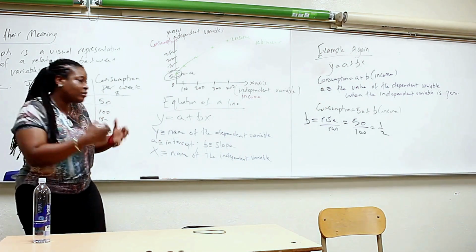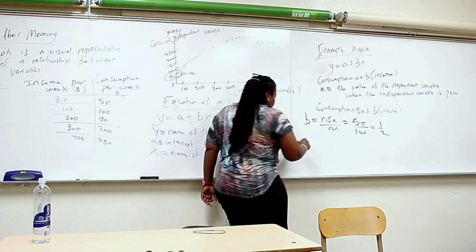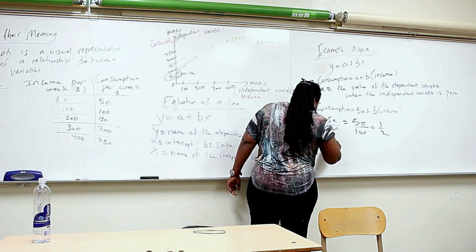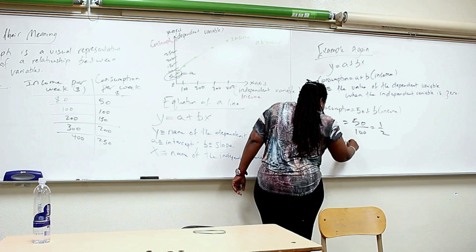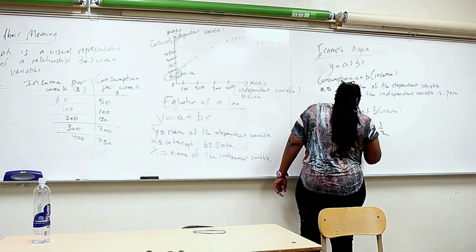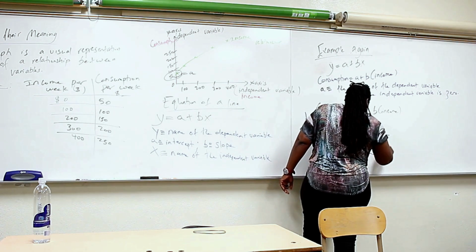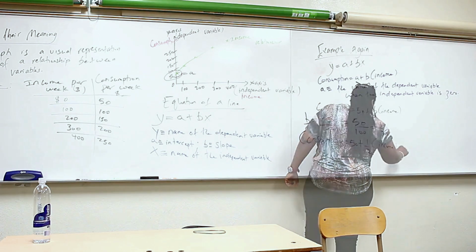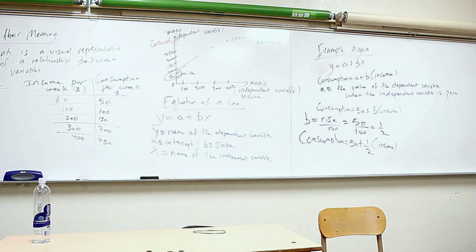Which means if you put all of this together, the equation of the line from that example is this. Consumption is equal to 50 plus a half times the income. Draw your graph first and things will fall naturally in place. I need to show you one quick thing. That slope, rise over run, that's all you need to remember.